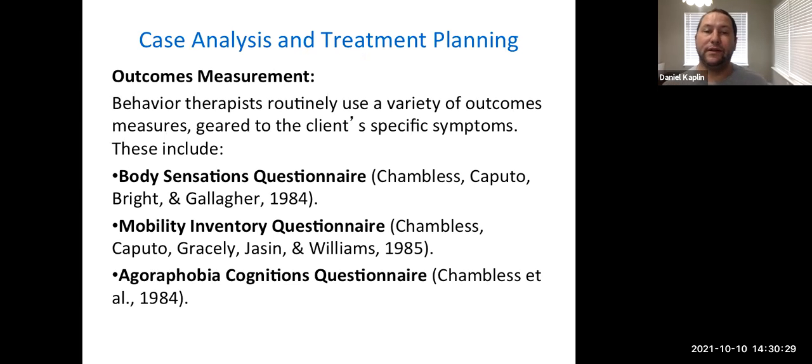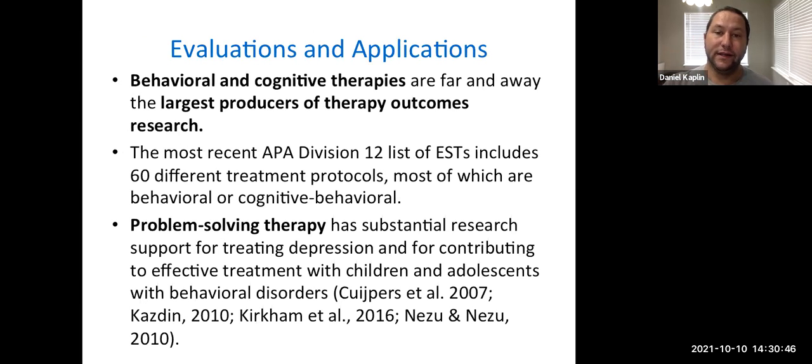All right. So if we were going to do a case analysis or treatment planning, we have assessment techniques. As with all the other ones, we have body sensation questionnaires, mobility inventories, agoraphobia cognitions questionnaire. These are all good at determining outcomes. Now, as I said, the behavioral and cognitive therapies, there's many different. And this slide says there's about 60 different treatment protocols. It's probably even more than that, according to what has transpired. There's always more interventions that are being developed. And then we talked about problem solving therapy. There's a great deal of research on it, that it is highly effective with children and adolescents, helping them deal with behavioral disorders.